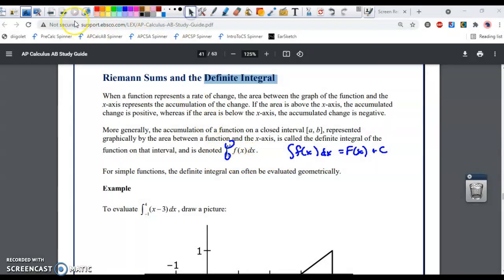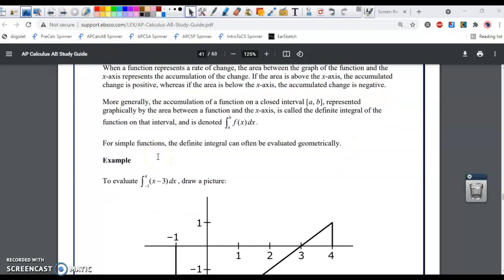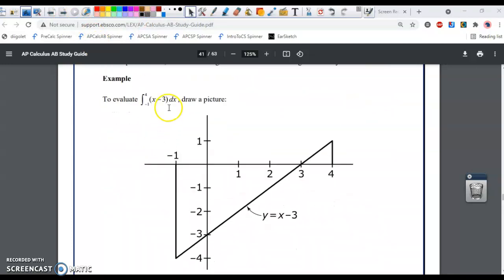Now they give you an example here that says you can just evaluate things in terms of pictures, which of course you can, but I don't know about you. Even though I could do this with a picture, I would prefer to just make this x squared over 2 minus 3x and probably plug in the 4 minus and then plug in the -1. However, if this was an absolute value, I might be changing my mind.